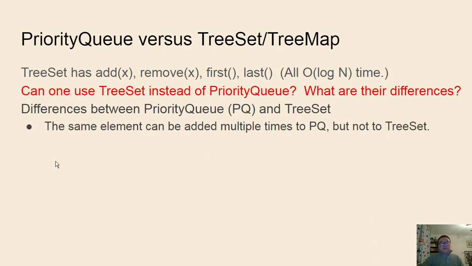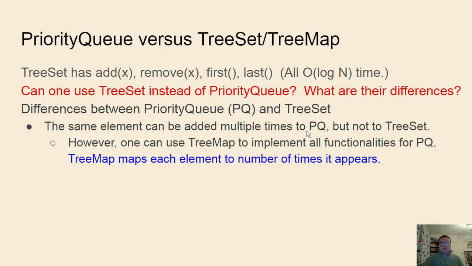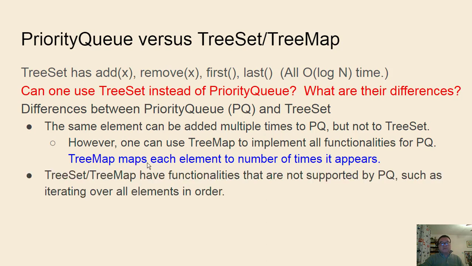There are a few differences. First, the same element can be added multiple times to a priority queue. The priority queue will maintain multiple copies of that, so when you remove one, the other copies remain. But TreeSet implements the set interface, so the same element can only be added once. When you try to add it again, it will not be added. However, we can use a TreeMap to implement this functionality for priority queue. We just map each element to the number of times it appears. So then we can also add the same element multiple times.